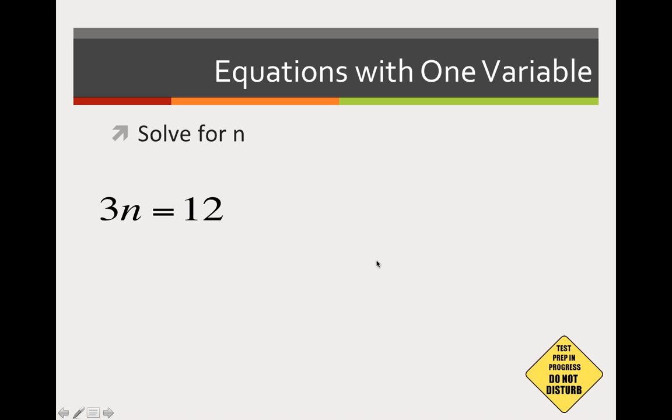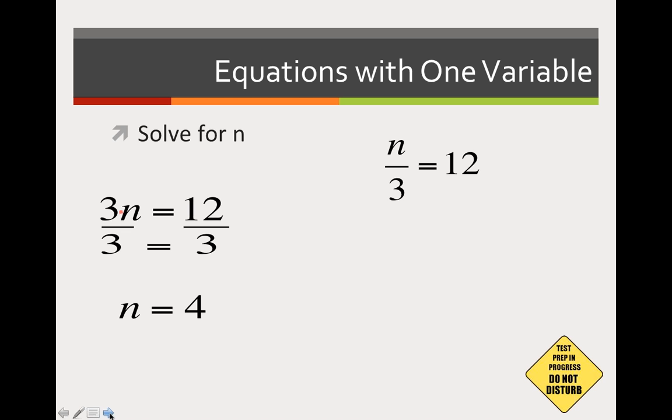Okay, great. So in order to do this problem, we're going to do the opposite of multiplying by 3. In this case, the opposite of multiplying by 3 right here. We can see 3n is really 3 times n. So to do the opposite of that, we're going to divide both sides by 3. And that would give us n minus 4.